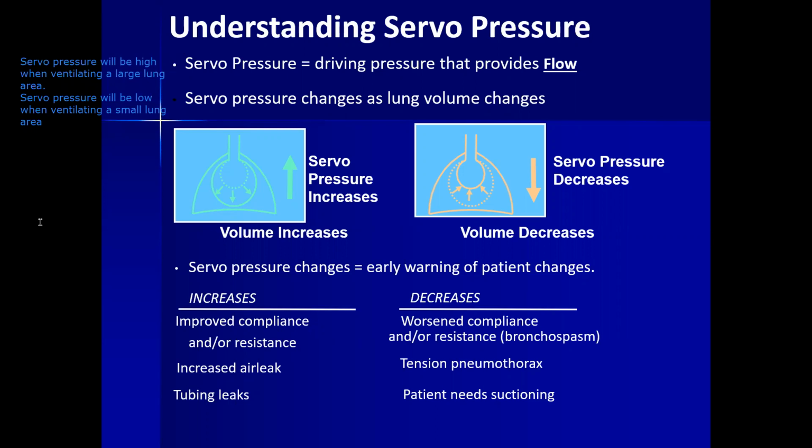So I wrote servo pressure will be high when ventilating a large lung area. Servo pressure will be low when ventilating a small lung area. So it has to do with the work of the machine. I guess it has to work harder if it's going to ventilate a big space, but if it's ventilating a little space, it doesn't have to work as hard.